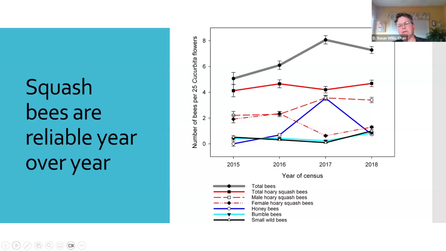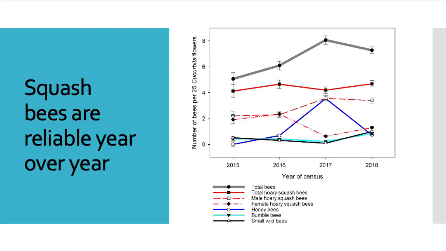You see something weird happens in 2017. I don't know what that was, but in Ontario where I did this work, most squash growers don't have honeybee hives on their farm. So maybe this is the result of honeybee hives being moved into the area and so flooding the crop in that year. So squash bees are there when there's lots of pollen. So they're the ones taking the pollen and moving it, and squash bees are reliable from year to year.